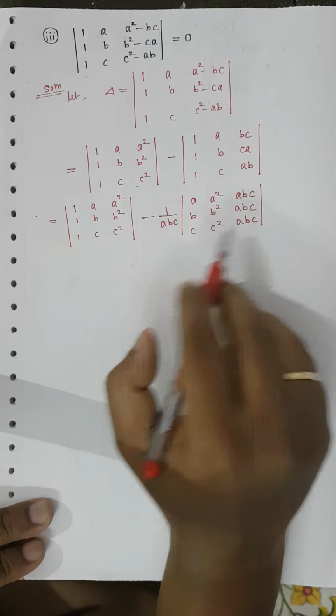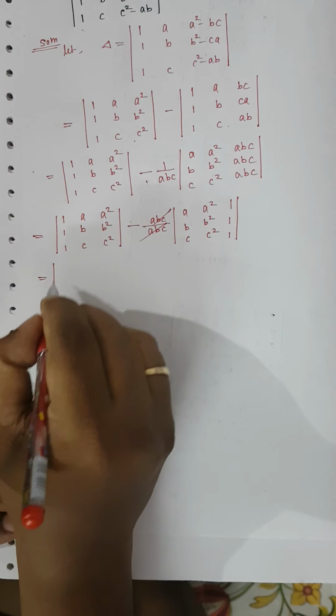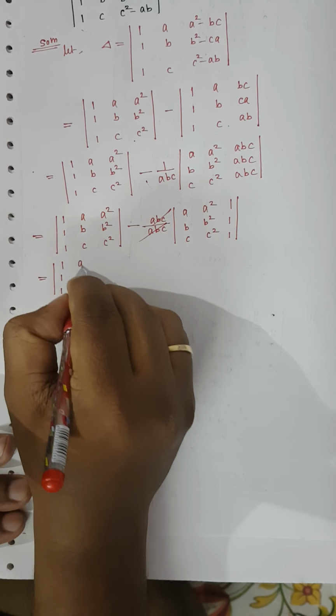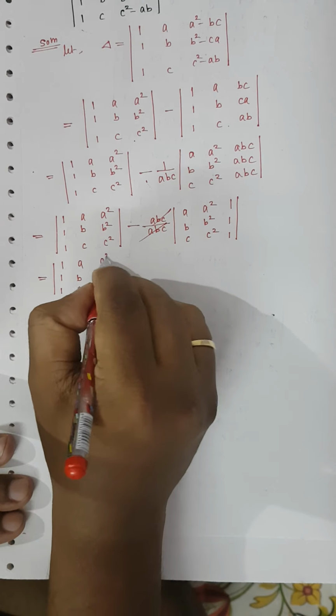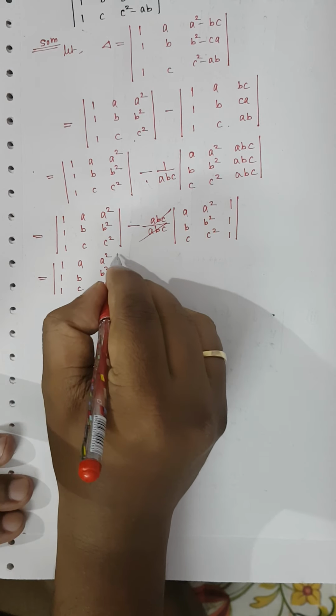From column 3 we can take common the constant abc. Now abc can be taken common from column 3, so take it out. It becomes abc by abc, then abc, a square b square c square, 1 1 1. Now the same cancelled, it becomes 1 1 1, a b c, a square b square c square.